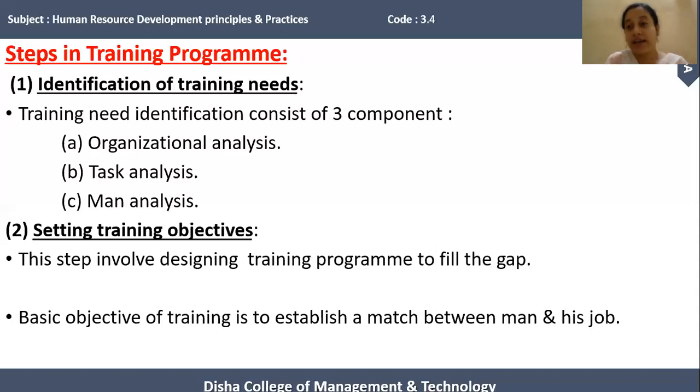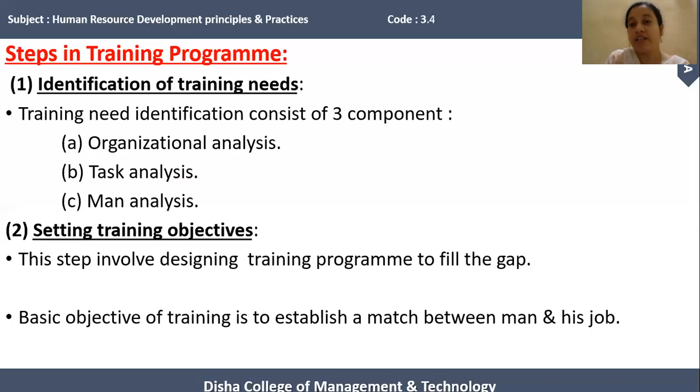And take another example of existing human resources. If existing human resources have some skill deficiencies in a particular area, then to fulfill these deficiencies there is a different requirement of providing training to the human resources. So for that employee, there are different objectives of providing training.